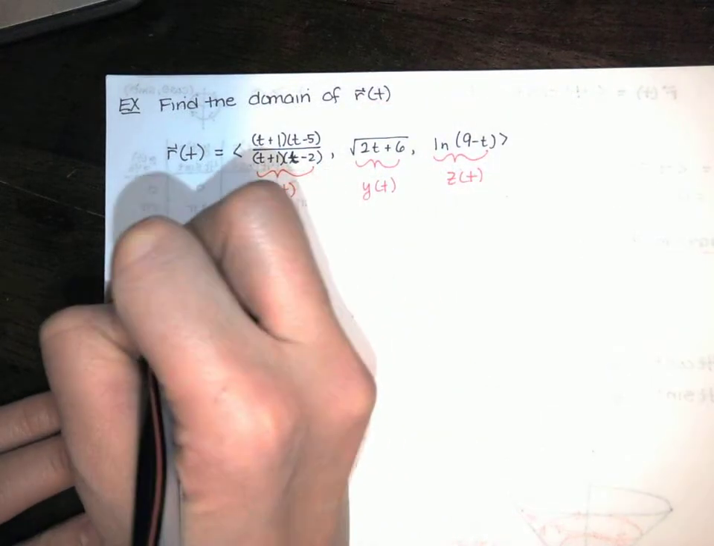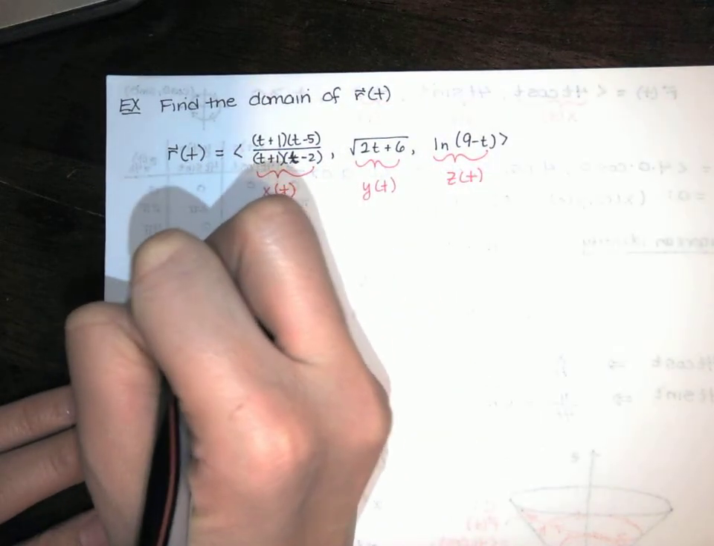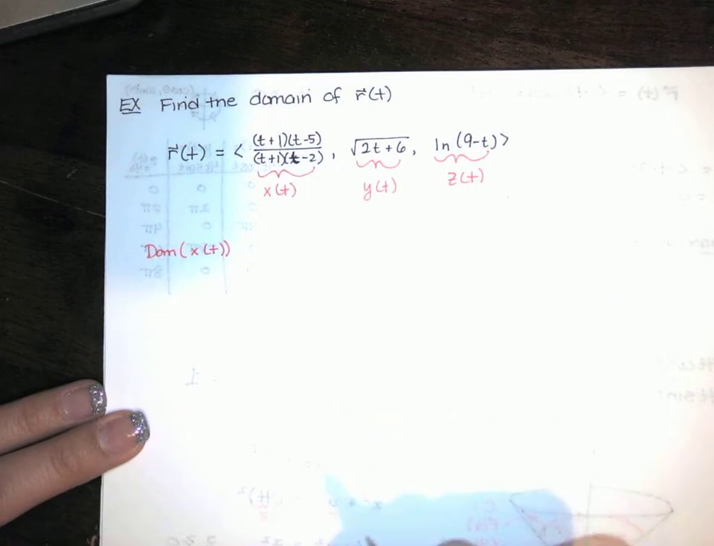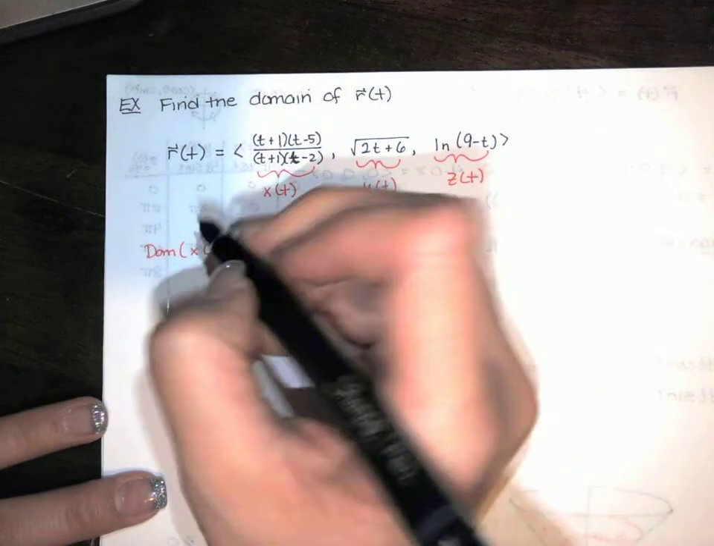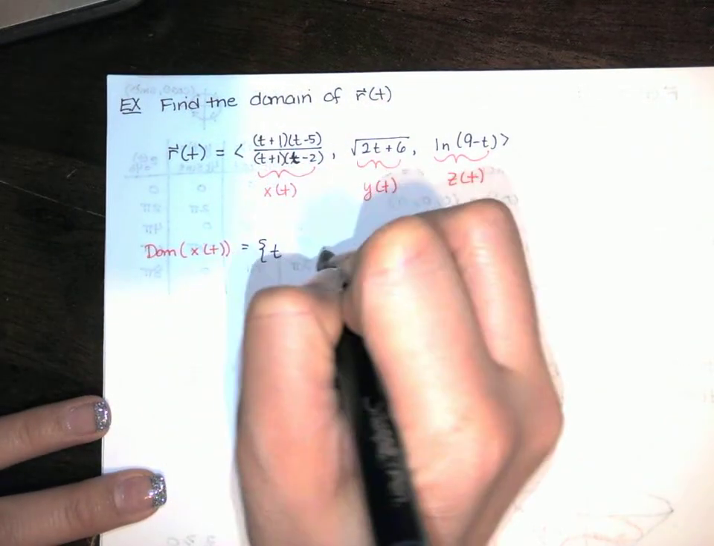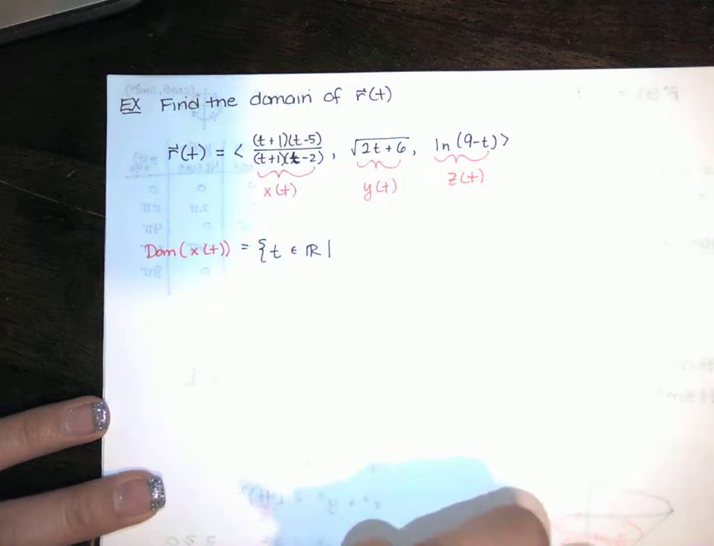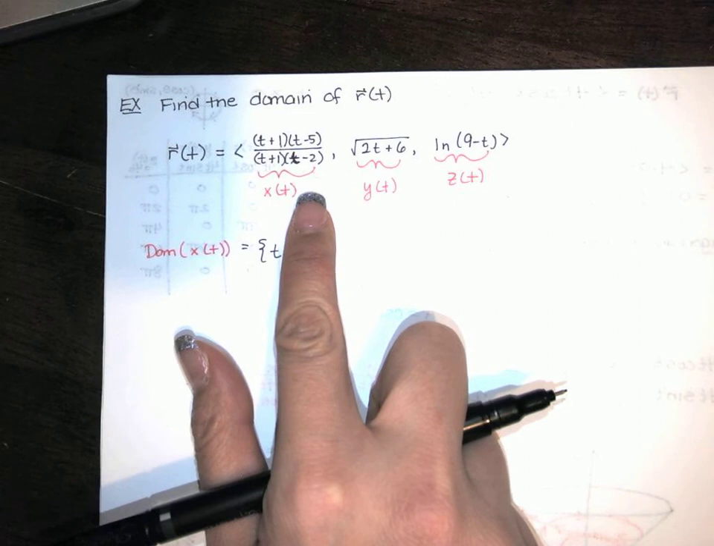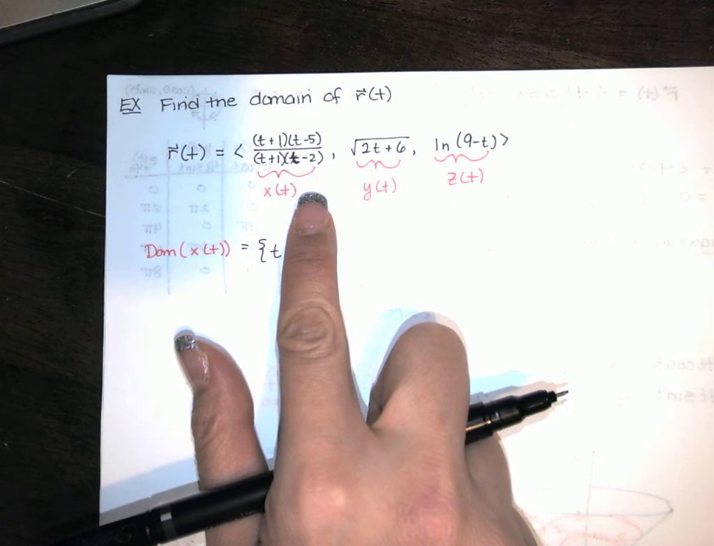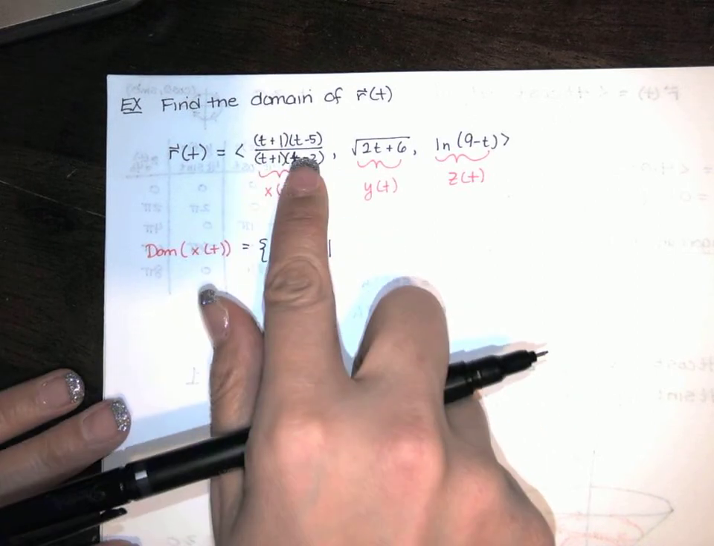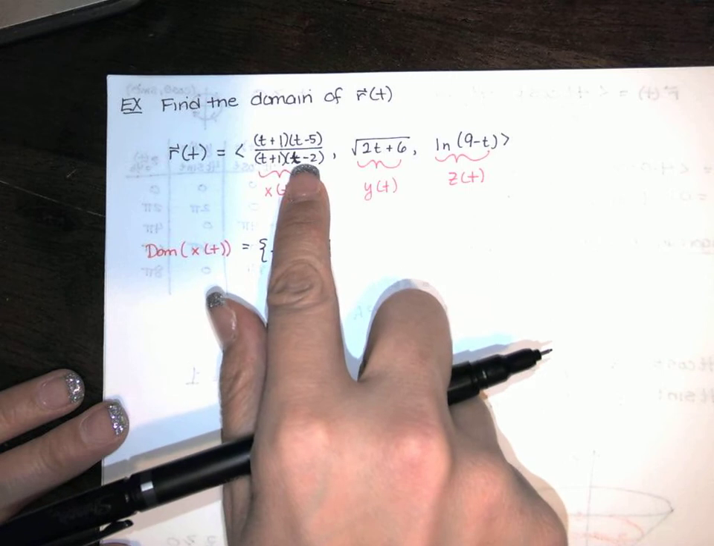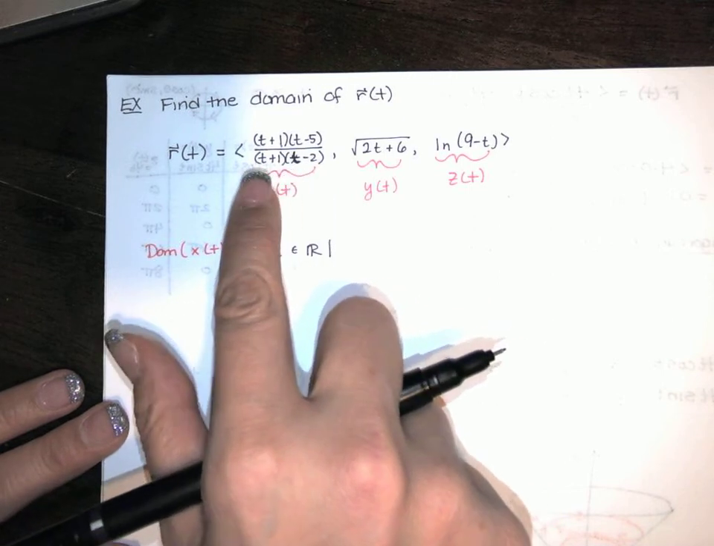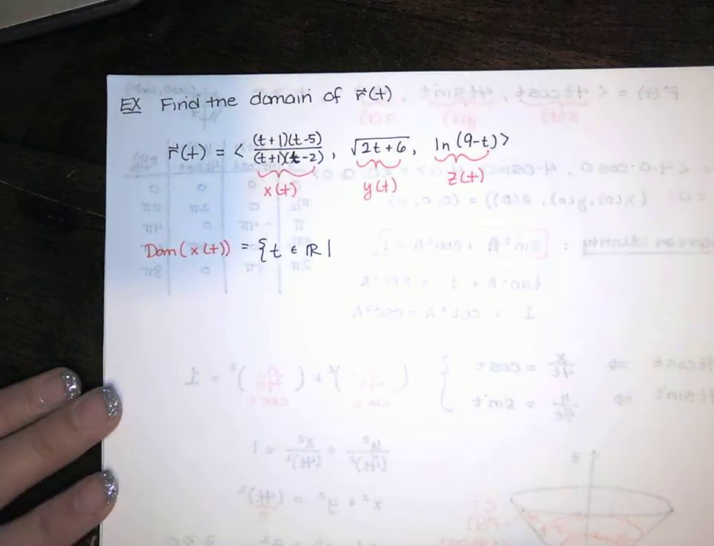So the first thing I'll do is find the domain of x of t. The domain of x of t is going to be the set of all t in the reals such that the following is true. Let's look at it. We have those 3 things we have to worry about. We cannot divide by 0. We cannot take even roots of negative numbers. We also cannot take the log of a negative number or 0. There are no roots here. Don't have to worry about that. There are no logs here, but there is division. So we're going to have a problem whenever this denominator is 0.